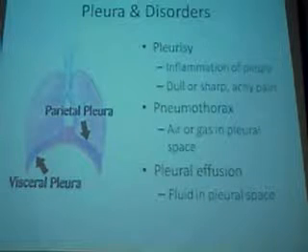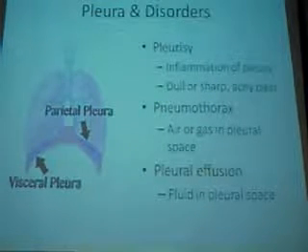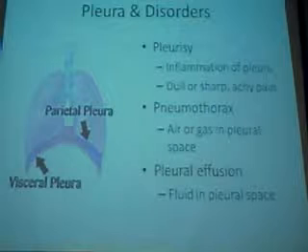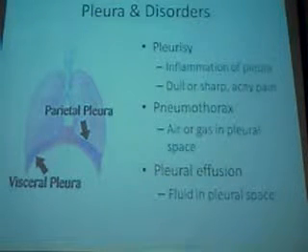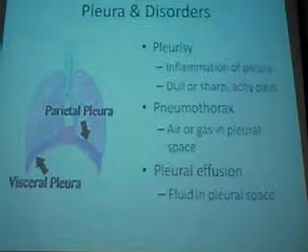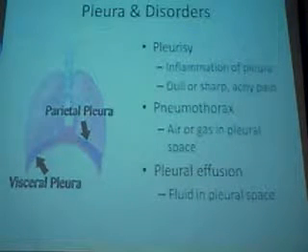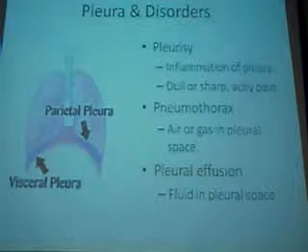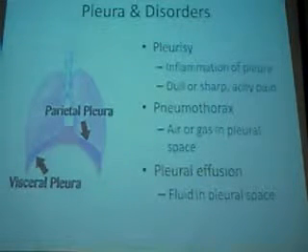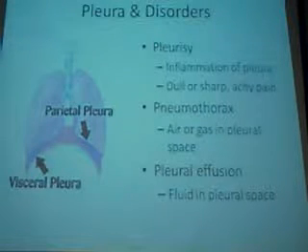The next disorder up here I want to mention to you is pneumothorax. Pneumothorax is the introduction of air into the pleural space. In order for your lungs to inflate properly with air, the pressure inside your thoracic cavity has to always be less than the outside of the environment. It's got to be negative pressure inside your thoracic cavity.